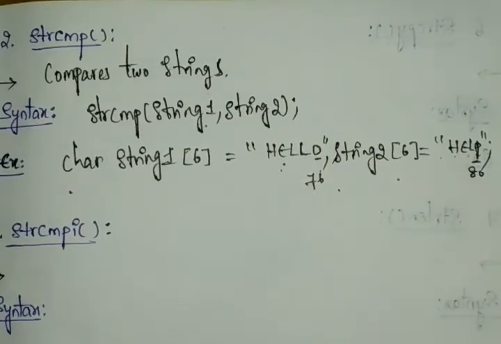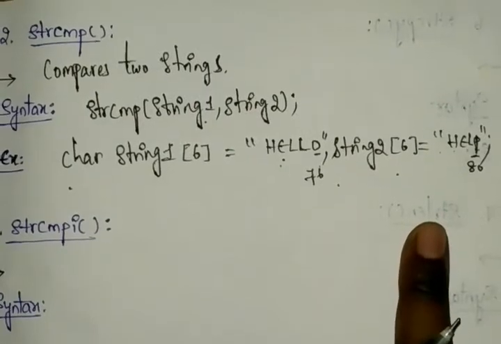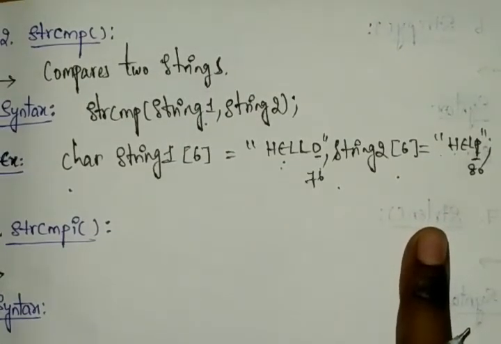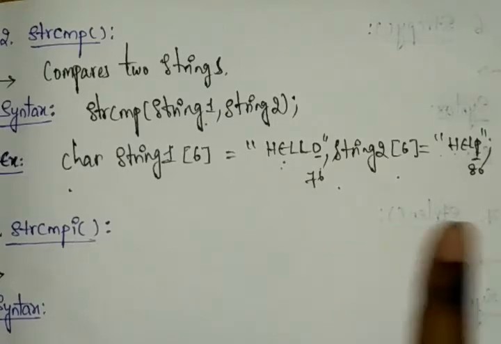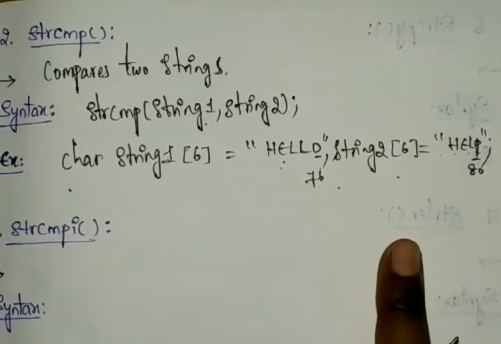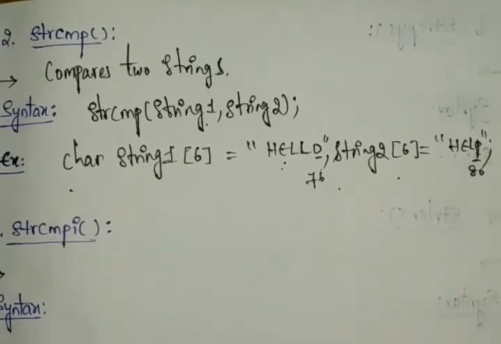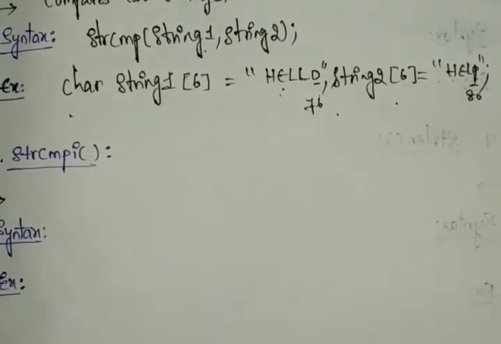The difference between string 1 and string 2 is 4. So it displays our output: 4 is returned. That's it in a simple way. It is comparing the two strings, and after that it returns whatever the different value is. That's it.